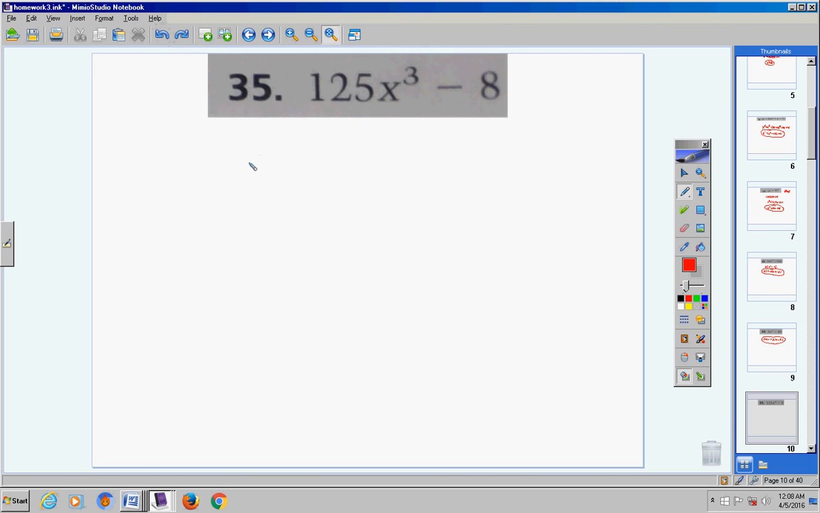So here we go. Put a little parentheses for a binomial, and then put a trinomial parentheses. The cube root of 125 is 5. The cube root of x cubed is x, so the cube root is 5x. The cube root of 8 is 2, so we'll put a 2 here. Take this negative sign and bring it down and put it right here.